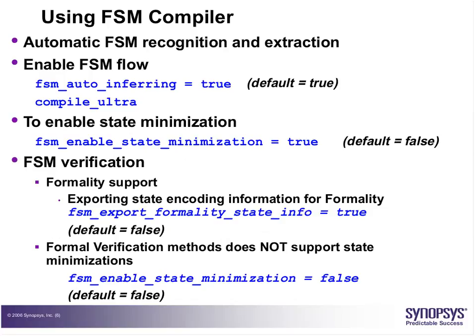And then there's a variable called FSM auto inferring, which has a default value. Now, the default value might have been 10. You can verify by doing a print var on this variable in the system. But what is the default value? Usually the FSM flow is already enabled, and you can just do a compile and it will do the job. You don't have to do anything specific.